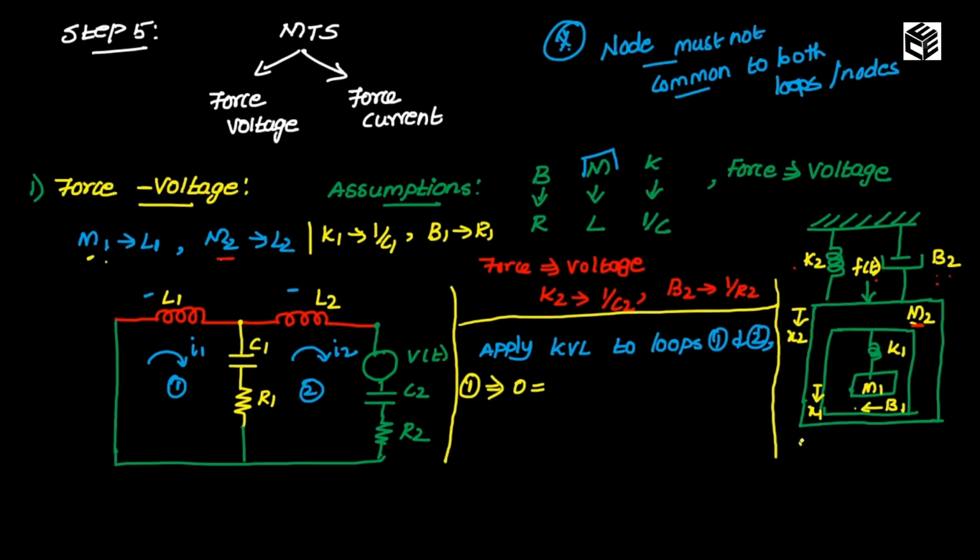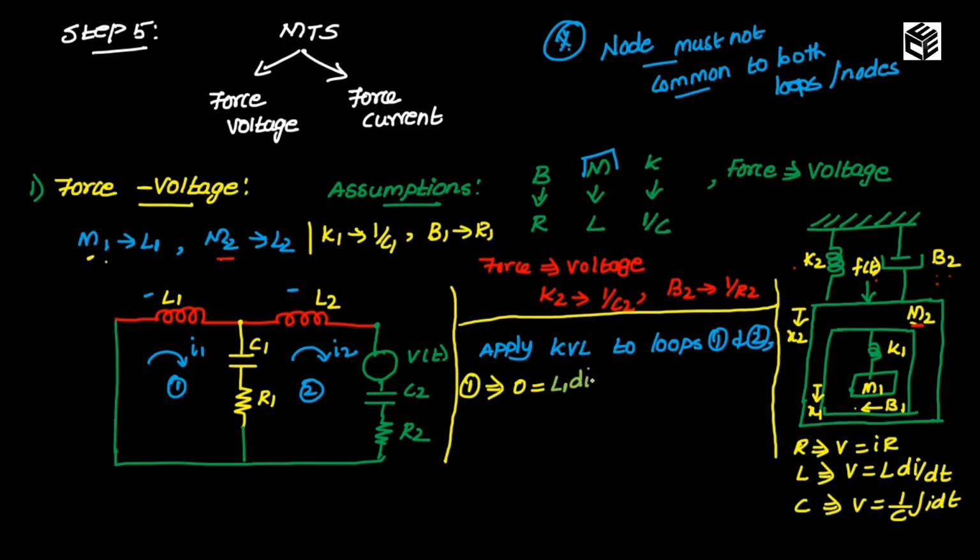So the voltage formula for a resistor is V equals IR, the voltage formula for an inductor is V equals L into di by dt, and the voltage formula for a capacitor is V equals 1 by C integral of I dt. Okay, so we have first node L1. The voltage formula for L is L into di by dt. So here it is L1 into di1 by dt.